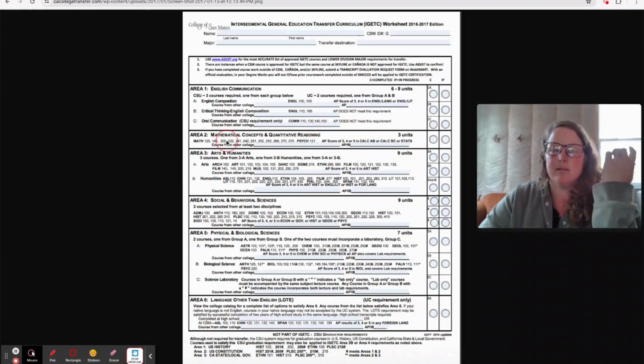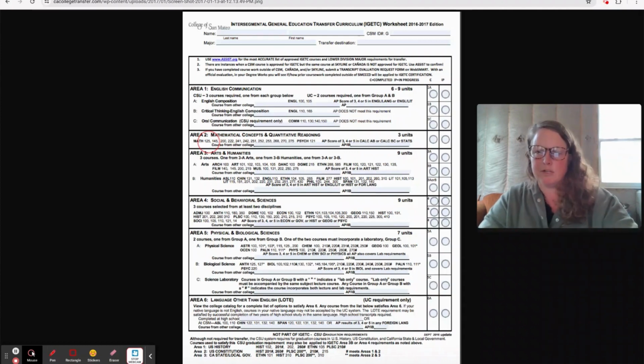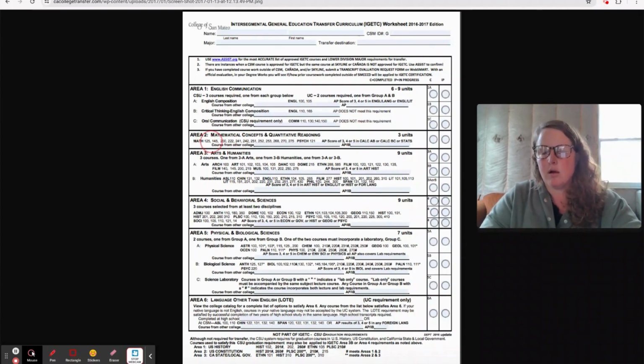And then like math, it says 3 units are required for math. So you have to pick one of these. So math 125, 140, 200, 222. The lower the numbers, the more it goes from basic to more difficult. So 100s are the lowest, and then 200s, and then 300s and 400s.